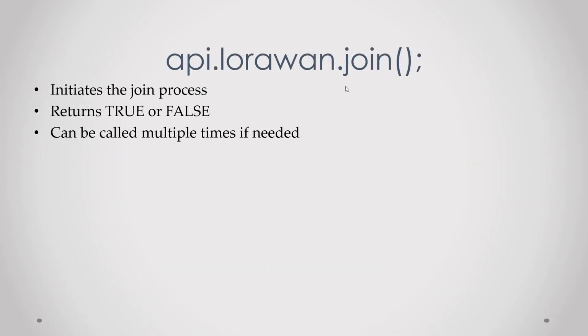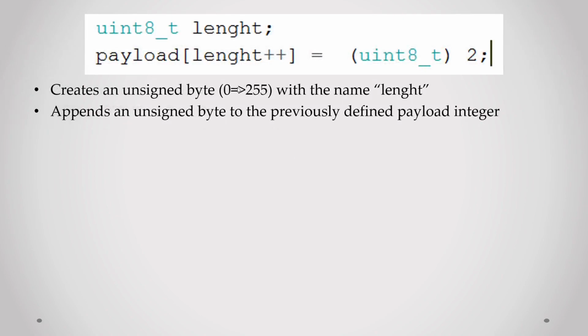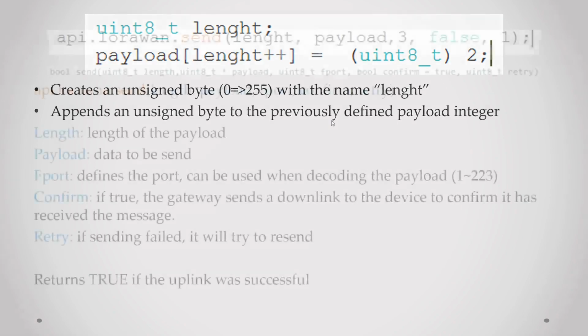Then we join a network. This function just initiates the join process, and it will return a true or a false if it is successful or not. If it is not successful, you can call this multiple times until you have joined the network. And then we prepare the payload. So we first create an unsigned integer, so an 8 bits length variable. Then we append the payload with the data. In this case it is 2.